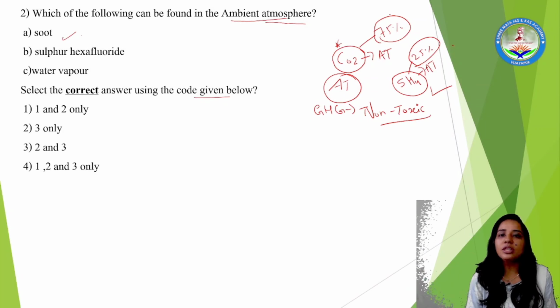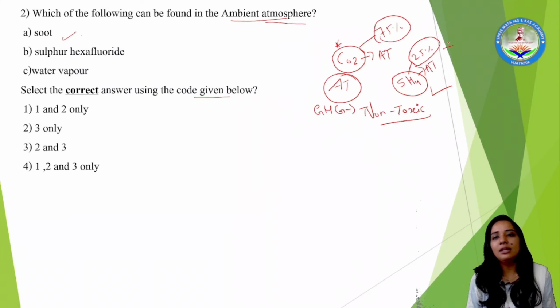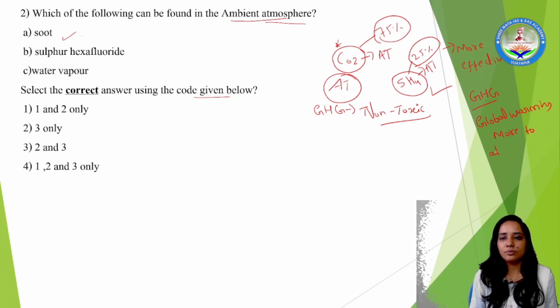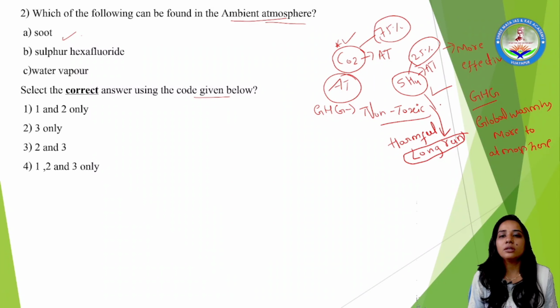And as I said, the release of carbon dioxide into the atmosphere is 75%. Release of sulfur hexafluoride is 25%. The smaller percentage of release of sulfur hexafluoride still leads to a more effective greenhouse gas, meaning leading to global warming, more than carbon dioxide. Right? So sulfur hexafluoride is more harmful than CO2. In the long run, sulfur hexafluoride contributes more to the greenhouse gas effect, meaning warming up the globe.